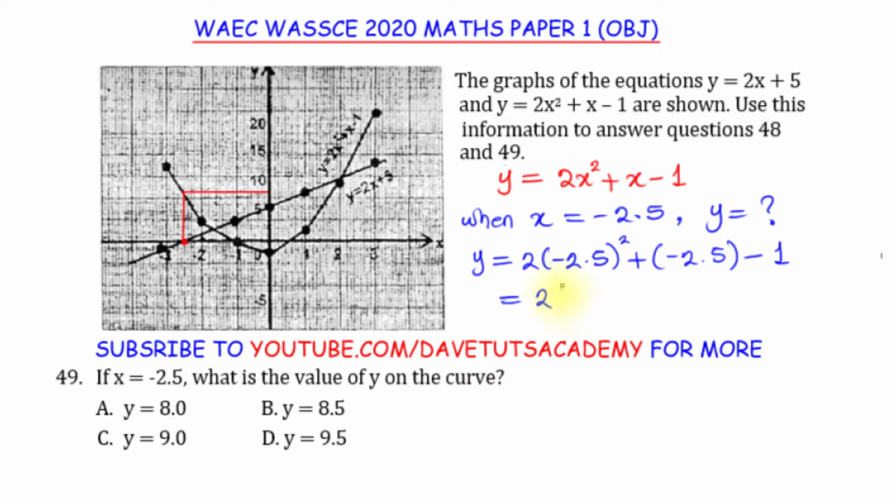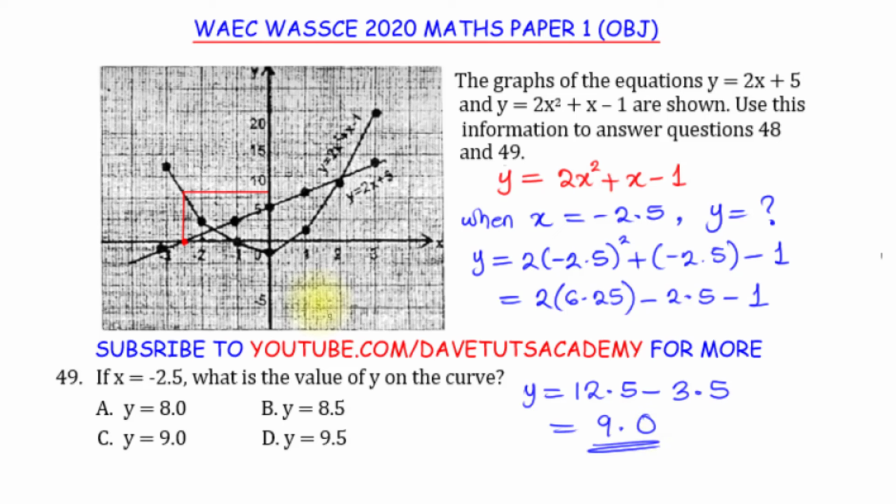So this is 2 multiplied by 6.25. Then plus, multiplied by minus, that will be minus 2.5 minus 1. So in that case, the y will be 6.25 multiplied by 2, which is 12.5. Minus 2.5 minus 1, that will be minus 3.5.